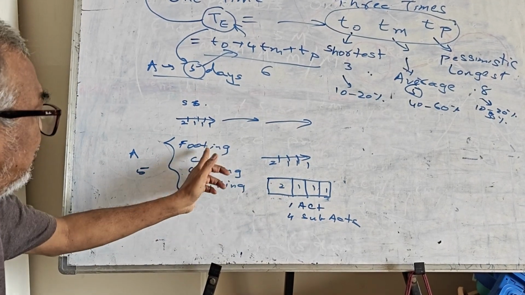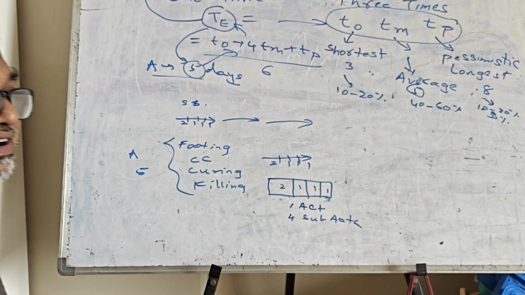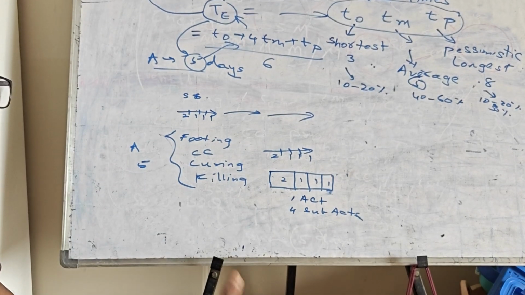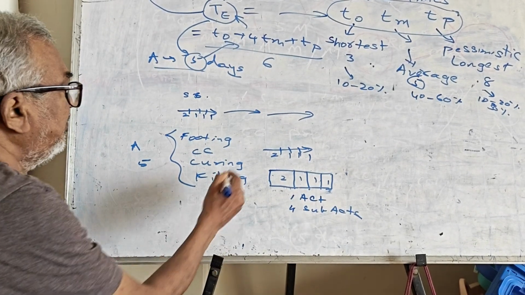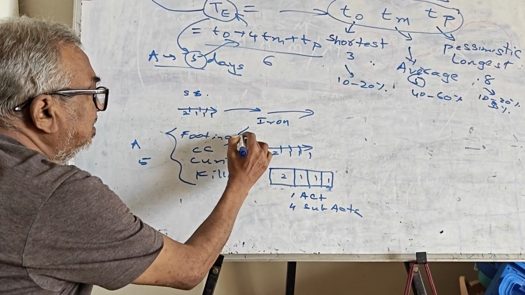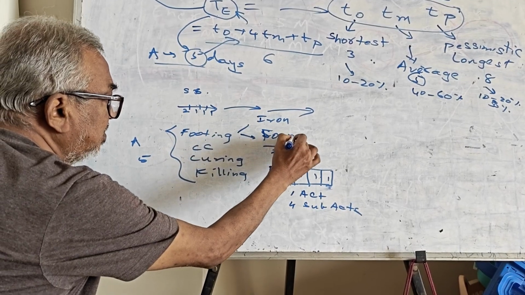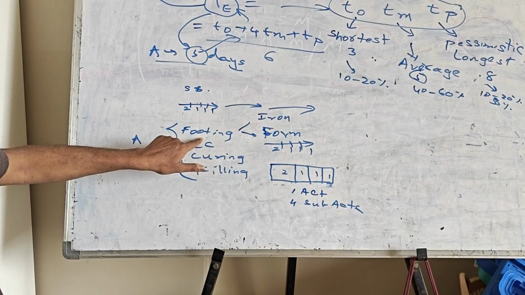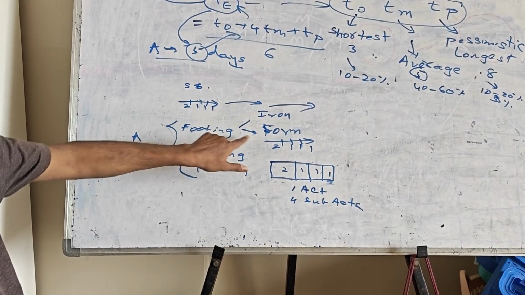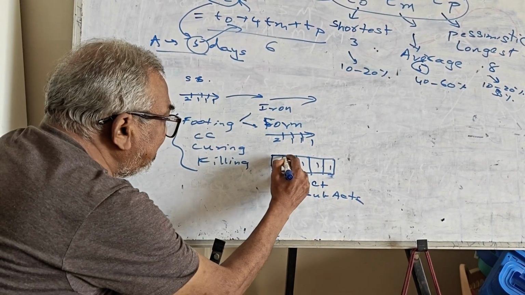So 2 days footing is taking, 1 day concreting is taking, 1 day curing is taking, 1 day filling is taking. So this bar can be divided into any number of activities, sub activities. For example, footing itself will be iron, that is reinforcement, then scaffolding, or we call it as formwork. This has 2 major activities. One is the reinforcement, that is iron. The second one is the formwork. So these 2 also can be further divided if you want.